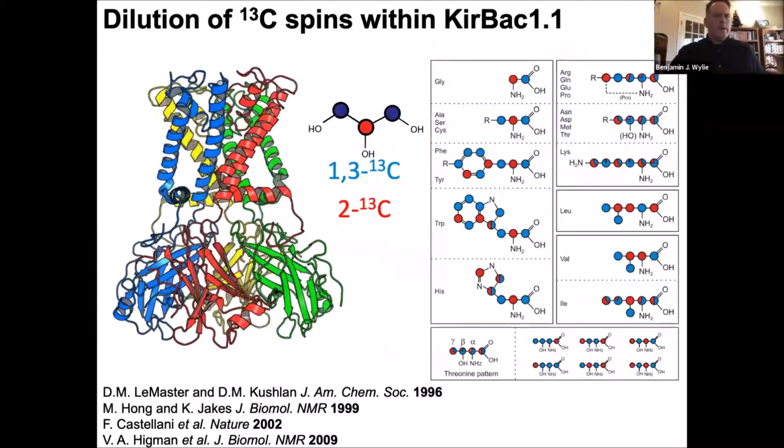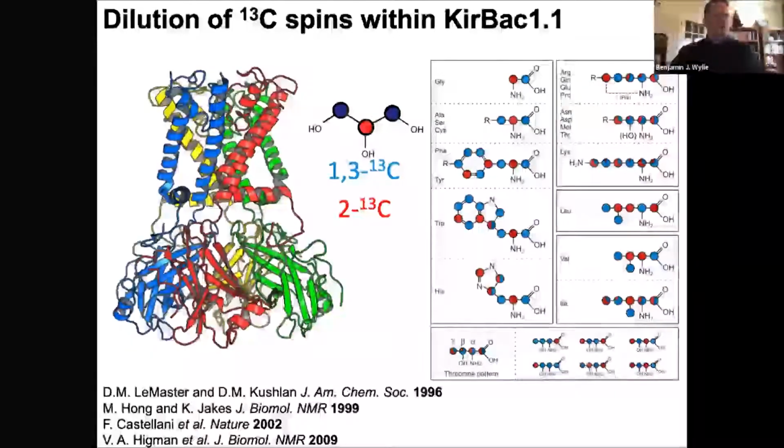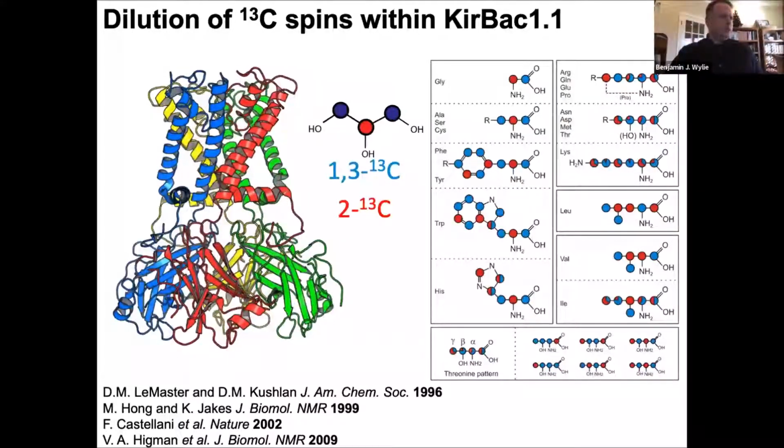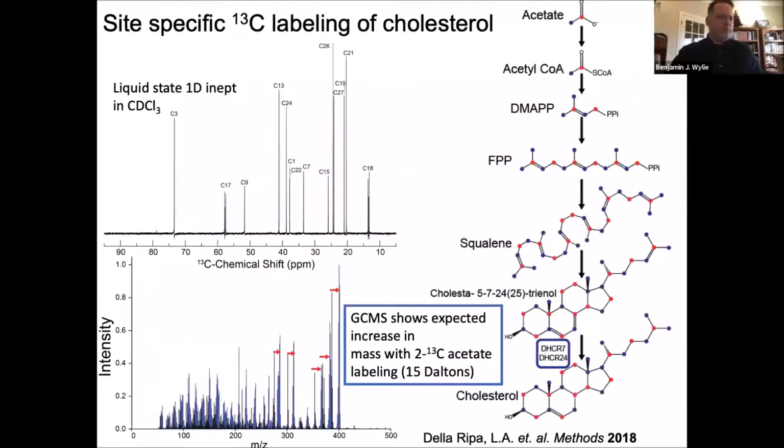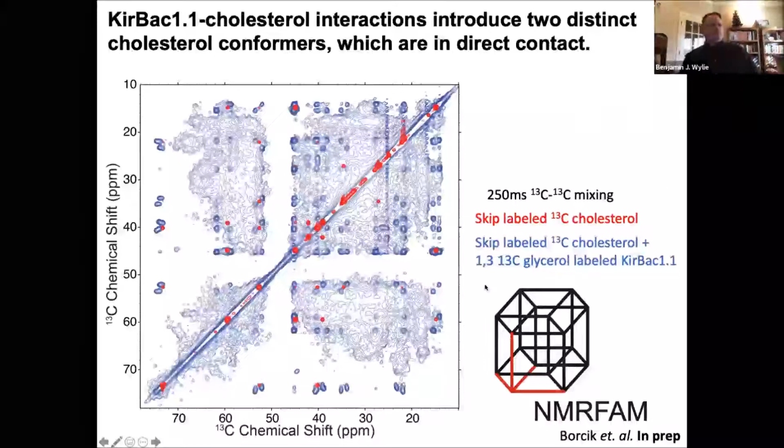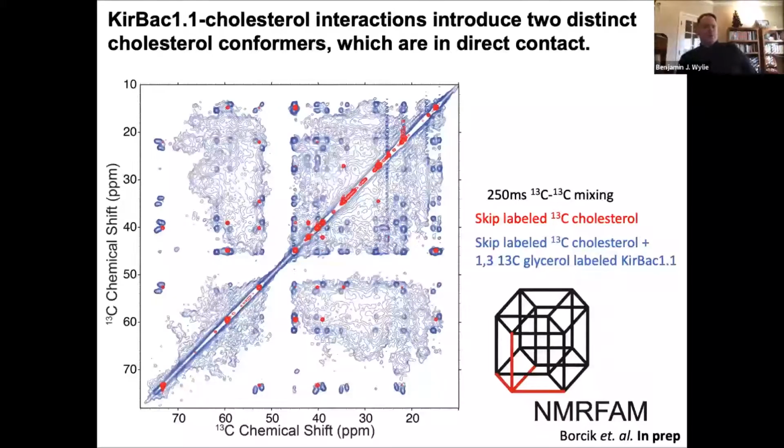And into this point, then, what we had done is we'd made all these glycerol labeled samples of KirBact that we had reconstituted with also skip labeled samples of cholesterol. In this case, we're using my graduate advisor and his grad student, Del Ripa. They came up with this 2-acetate skip labeled version of cholesterol, and putting those together. At this point, I'm shut down. And so what's great is not only having a great graduate advisor, but having a great former graduate advisor.